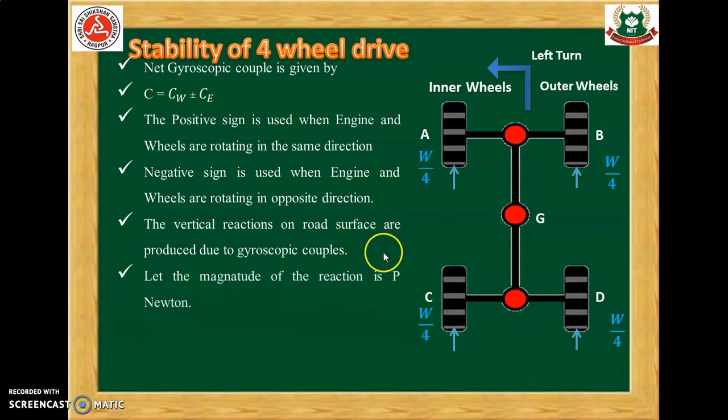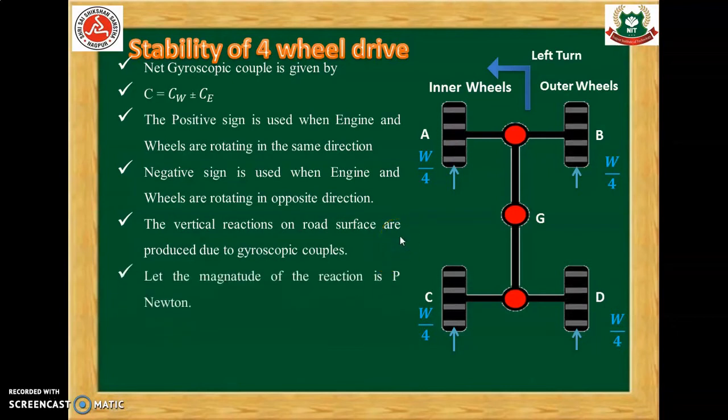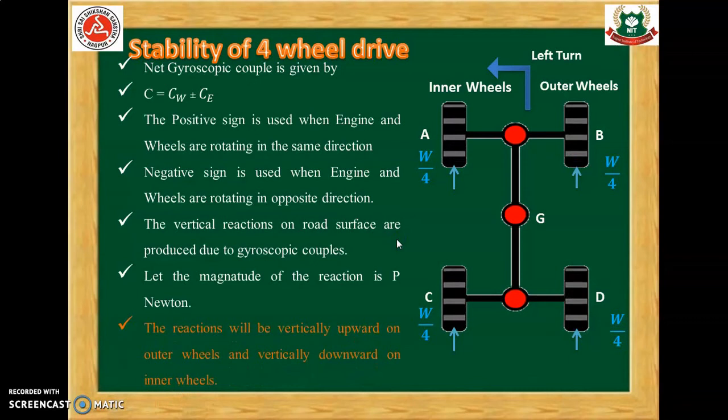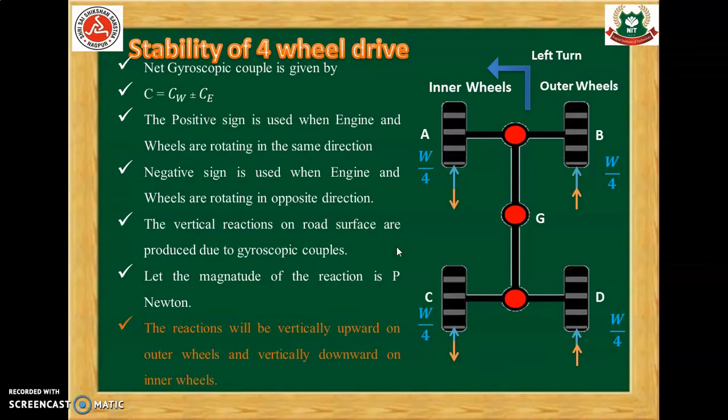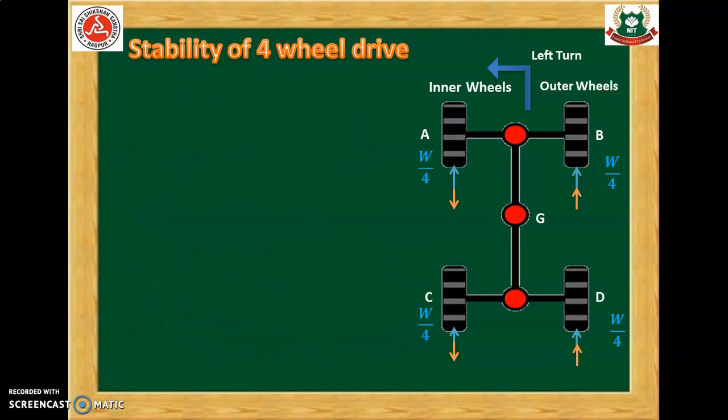So, let the magnitude of this reaction be P. The reaction will be vertically upward on outer wheels and vertically downward on inner wheels. You can see in the diagram, on the outer wheels the arrows are in the upward direction, and on the inner wheels the arrows are in the downward direction, shown by the orange colors.